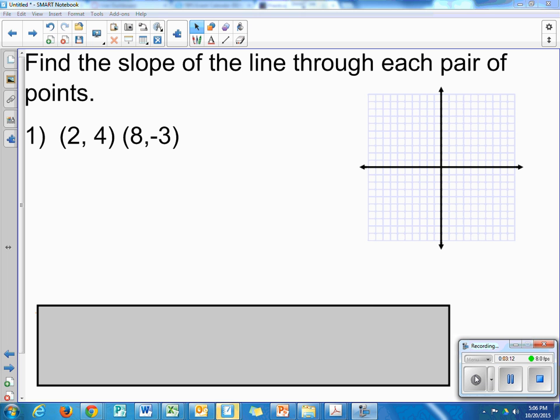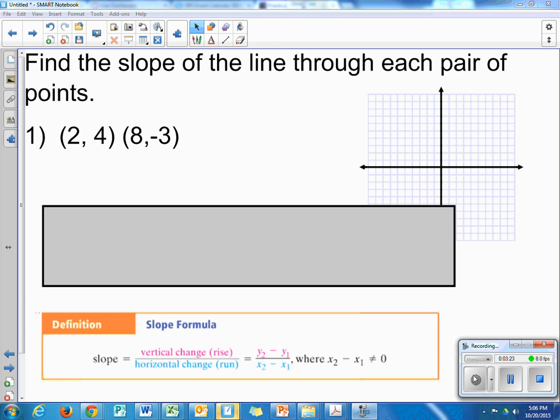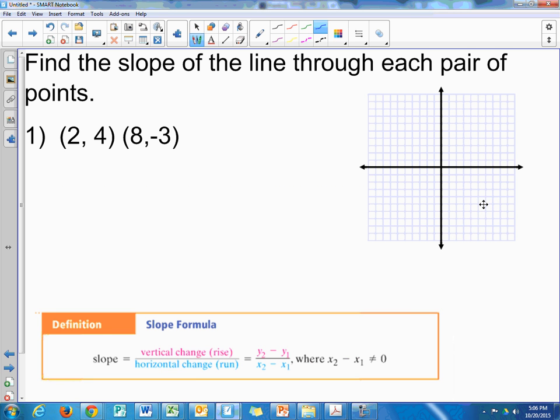What happens if the question is, find the slope of the line through each pair of points, given these 2 points here. The textbook provides this information for us. With that, we can go ahead and use this formula. We have x1, y1, x2, y2. You always need to label. Then you go ahead and plug it in here.